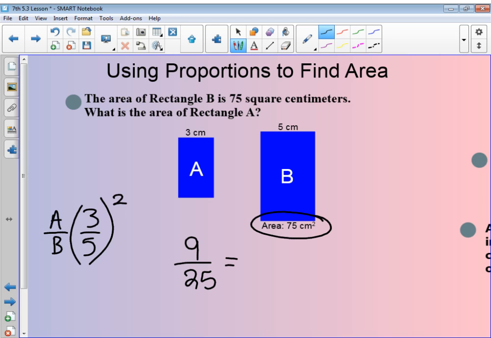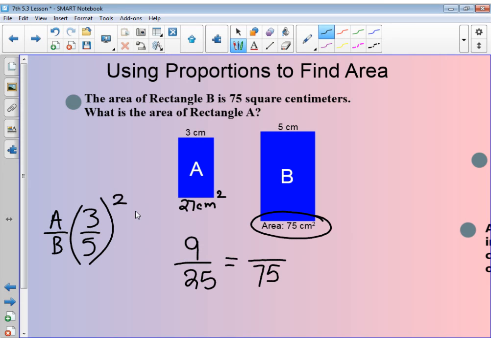And then my other piece of information was my area of B, which I had as my bottom number, is 75. Now I'm going to cross multiply and divide. So 75 times 9, divided by 25, gives me 27. So the area of this one is 27 centimeters squared.